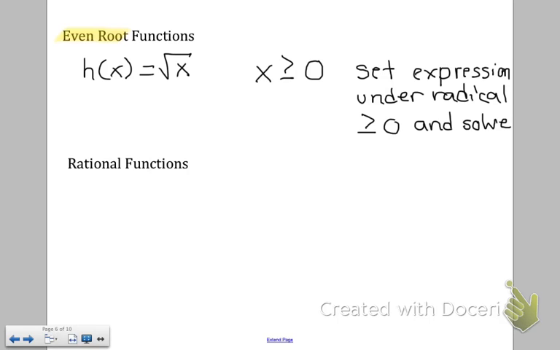Rational functions, we also have to do a little extra work on as well. With a rational function, okay, we're potentially talking about a variable in your denominator. Okay, so an example would be something like f of x equals 1 over x. Remember that you've probably heard the bottom of your fraction can never be 0, or your denominator cannot equal 0. The same is true when we try to find the domain of rational functions.